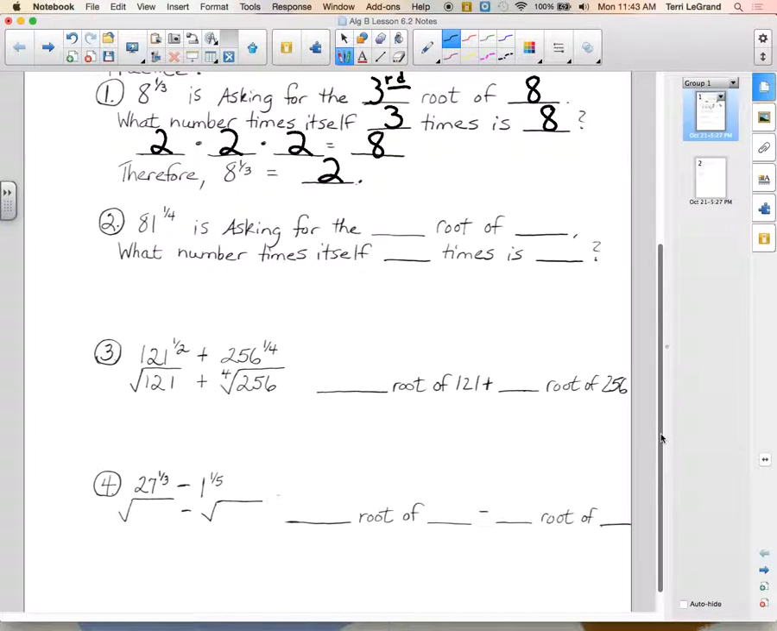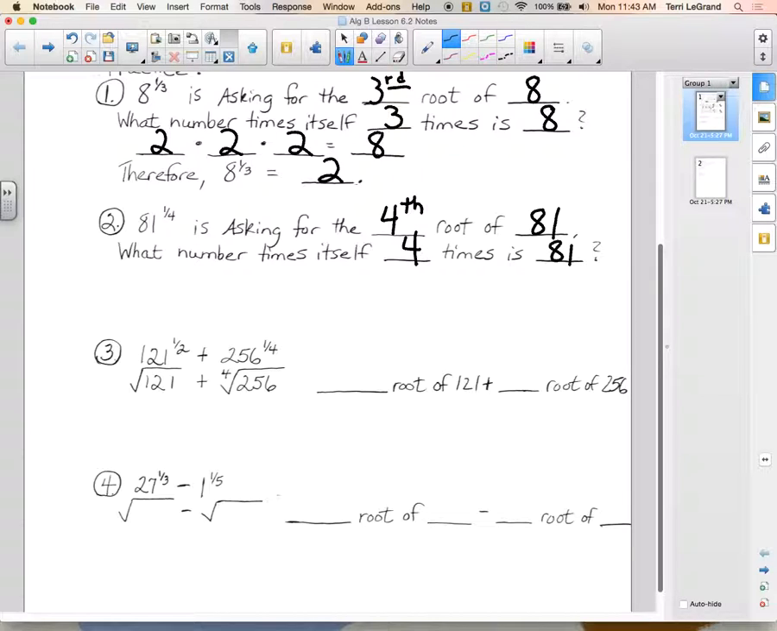Let's go on and do the second one here. 81 to the 1/4 power. What's that asking us for? The 4th root of 81. It's asking for the 4th root of 81, or in other words, what number times itself 4 times is 81.